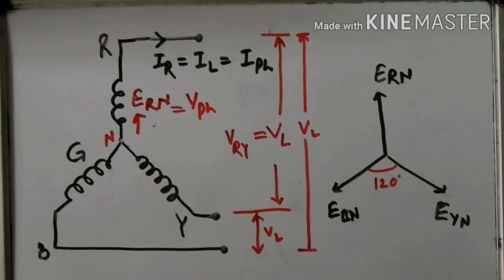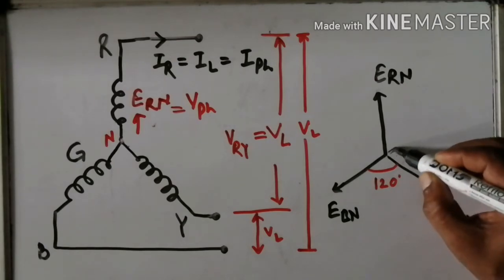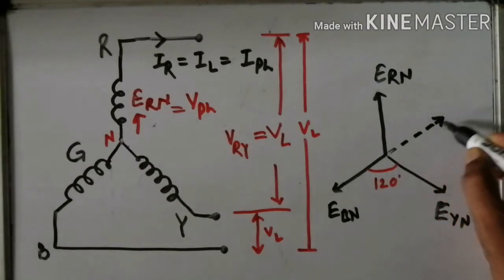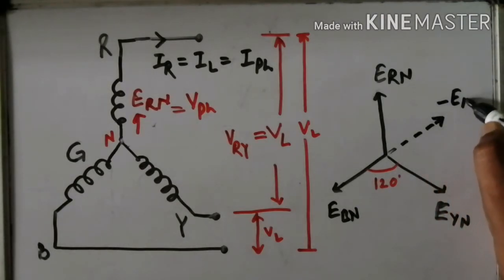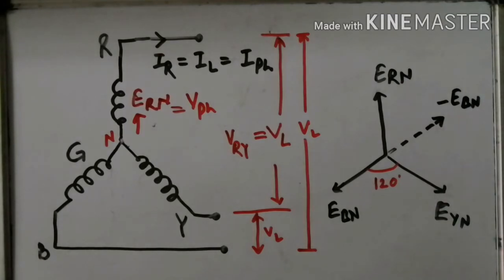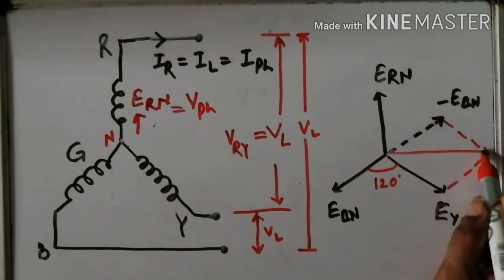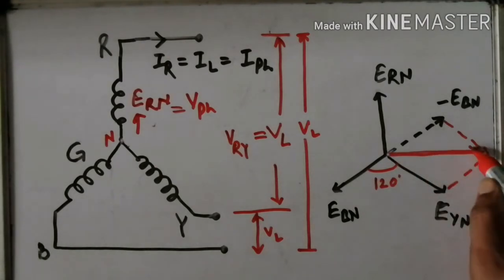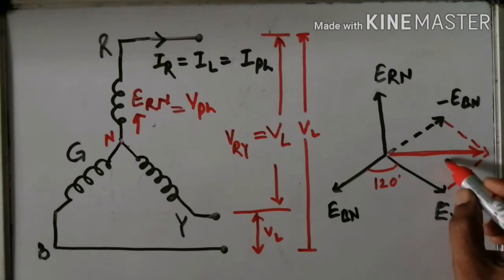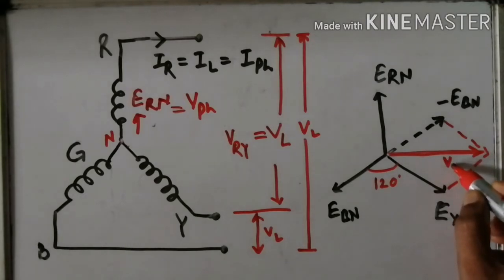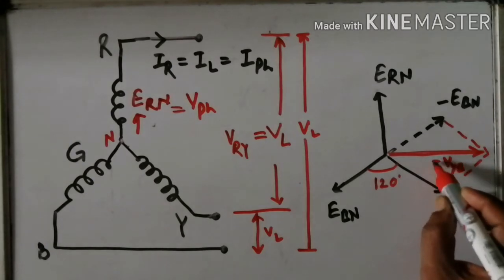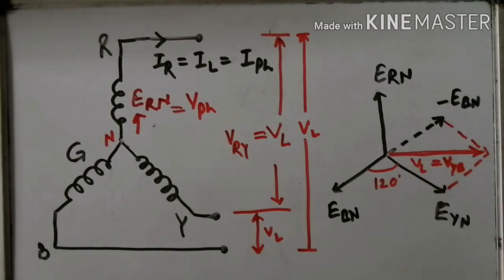Once I change the direction of blue, it becomes like this, that is minus EBN. Now the resultant of blue and yellow becomes like this one. This one is nothing but the line voltage, that is EBY. It is also known as EL, that is the line voltage.